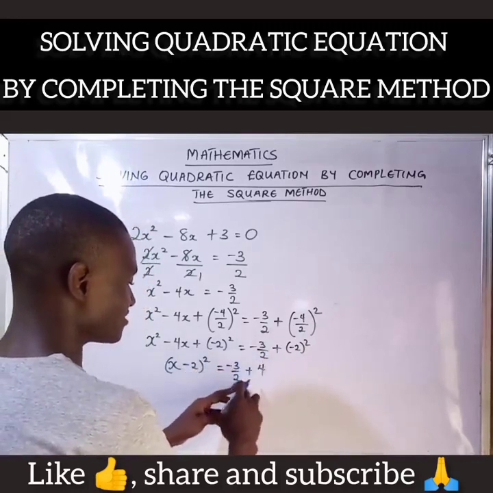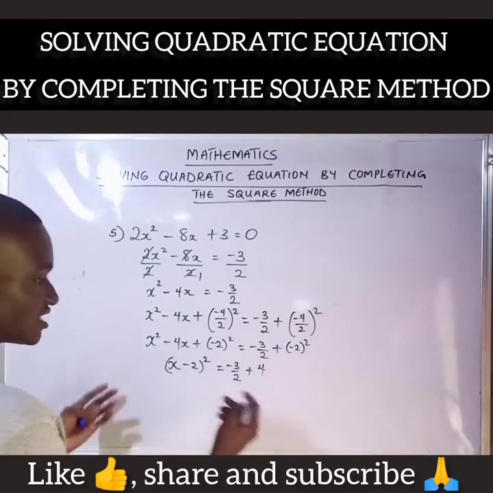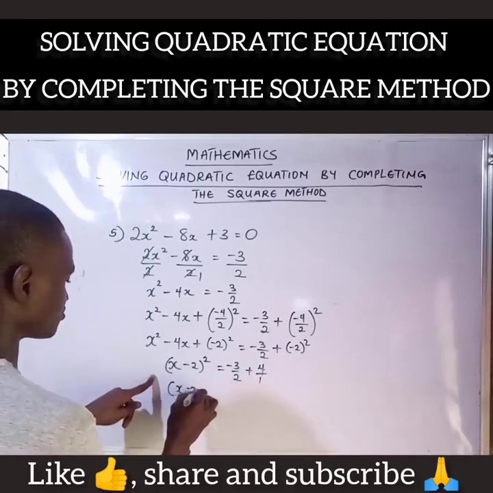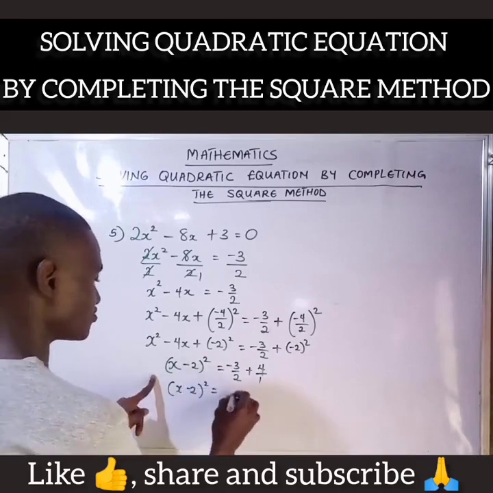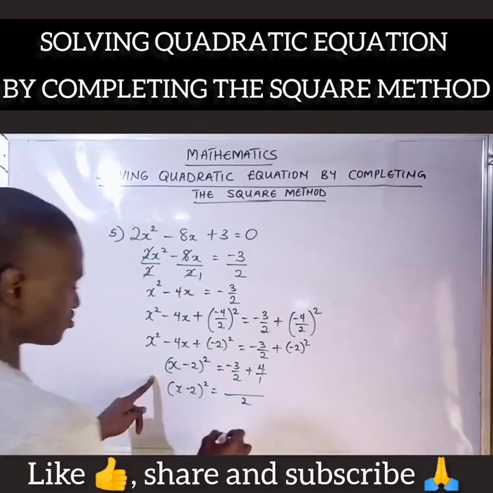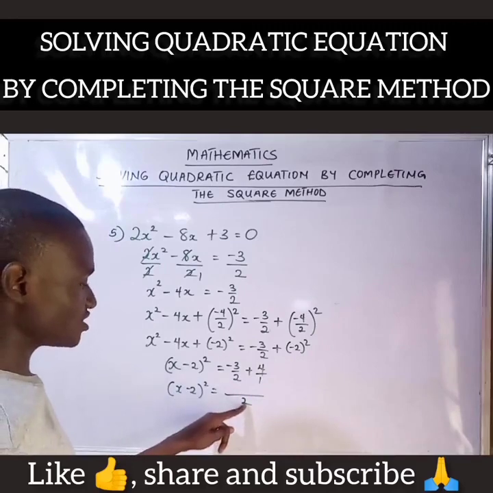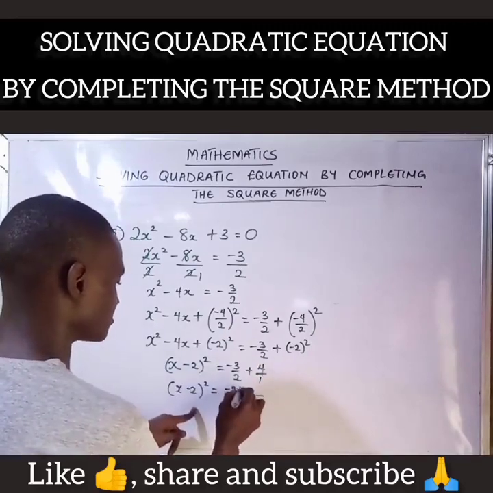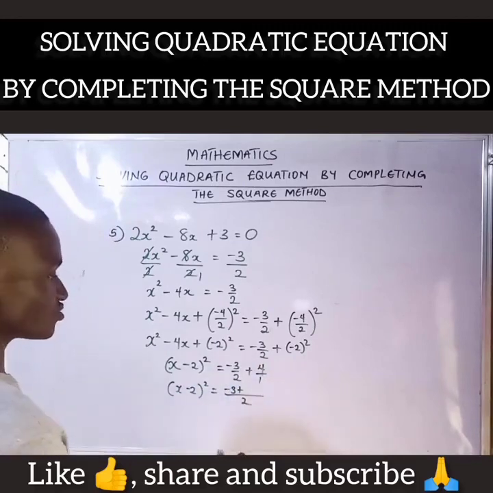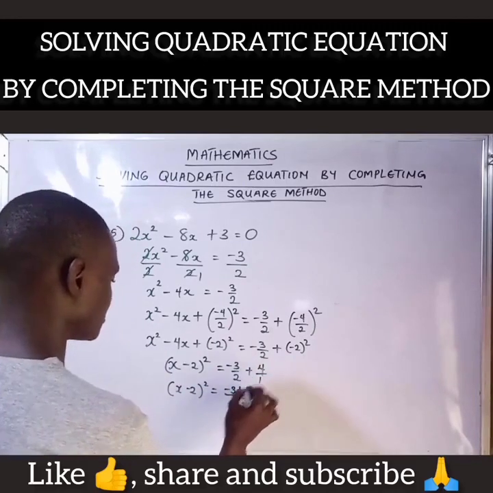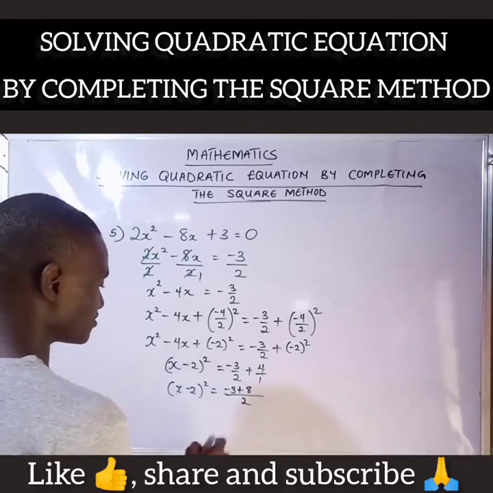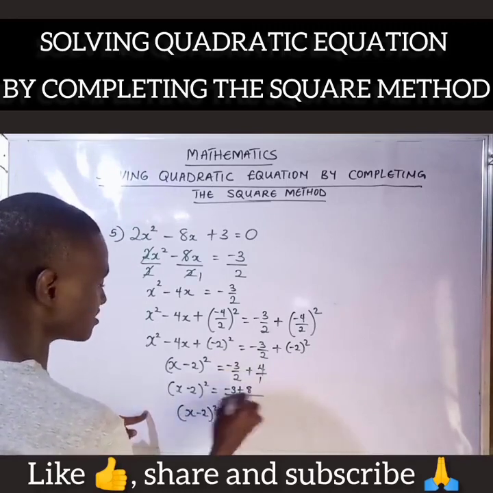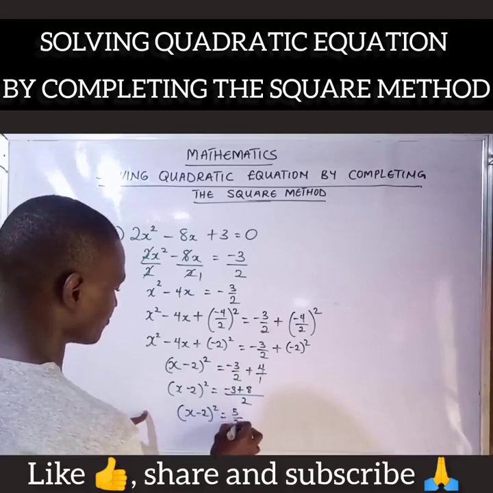Once I've simplified this side, I will equate it to this and I'll go on. Put this over 1. Then I'm having x minus 2 to the power of 2 is equal to, what's my LCM? That is 2. How many 2 would you see in 2? That is 1. 1 times minus 3, that is minus 3. Plus 1 in 2 is 2, and 2 times 4 is 8. So what is minus 3 plus 8? I have x minus 2 squared is equal to 5 over 2.